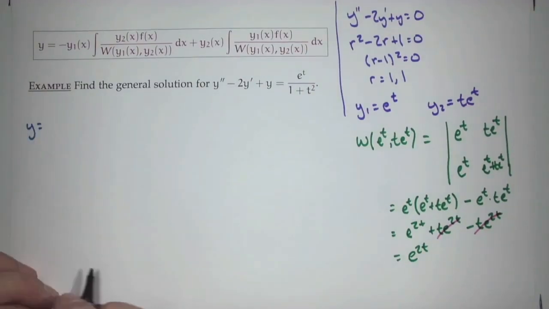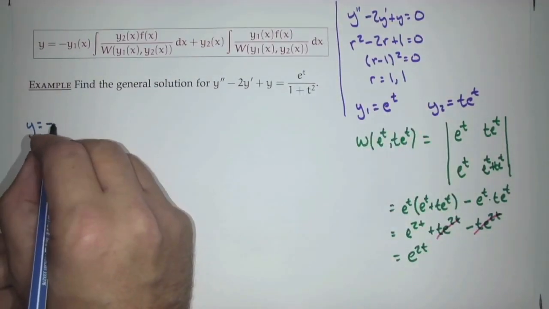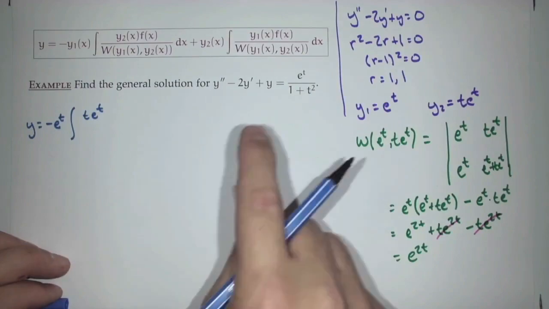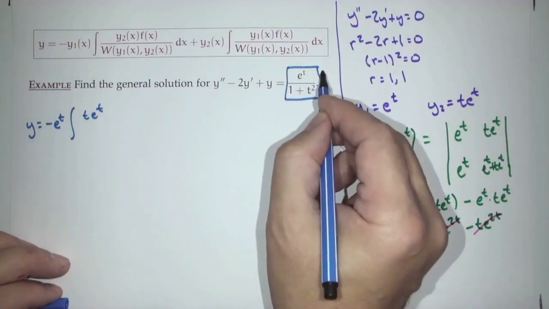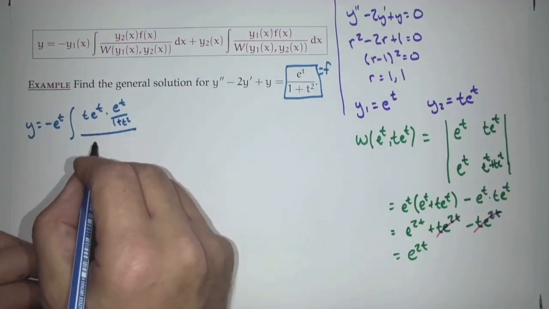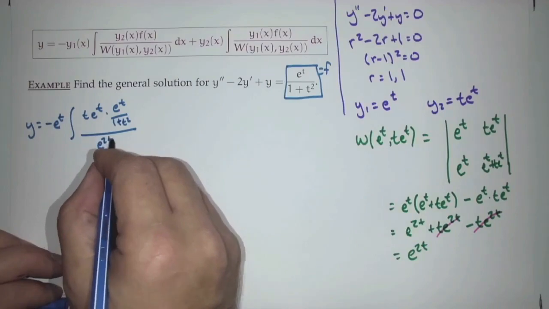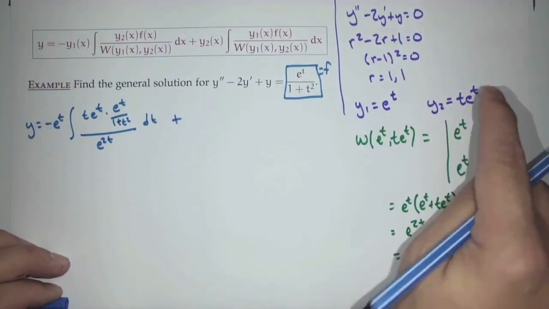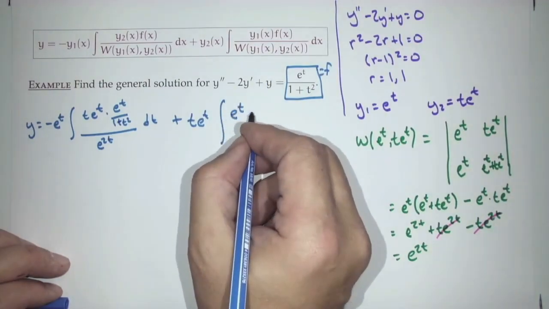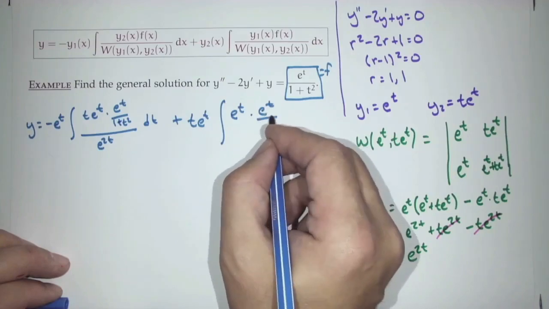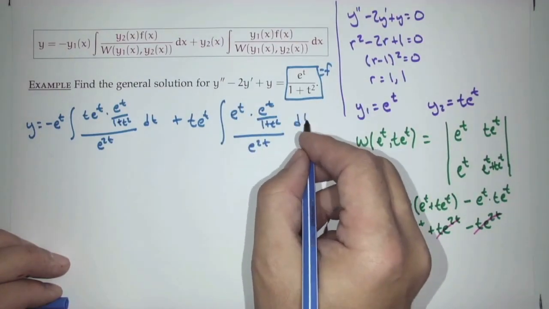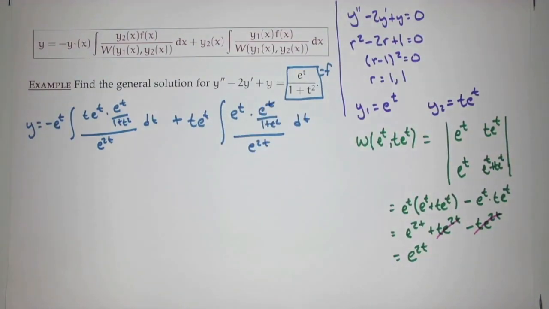So our function we're after, minus y1, so minus e to the t, integral y2, t e to the t, times the function f. So here, this is our f, so times e to the t over 1 plus t squared. All of that divided by the Wronskian, e to the 2t, dt, plus our second function, t e to the t, integral, our first function, e to the t, times our function f, e to the t over 1 plus t squared, divided by our Wronskian, e to the 2t, dt. And yeah, we just have to integrate that.